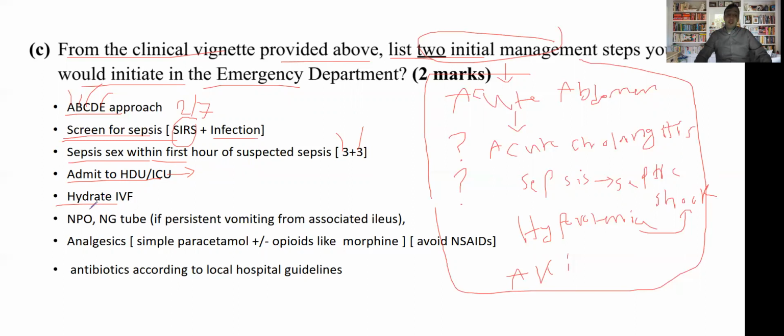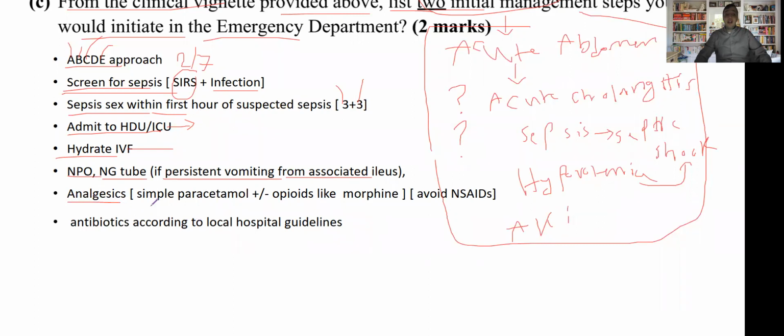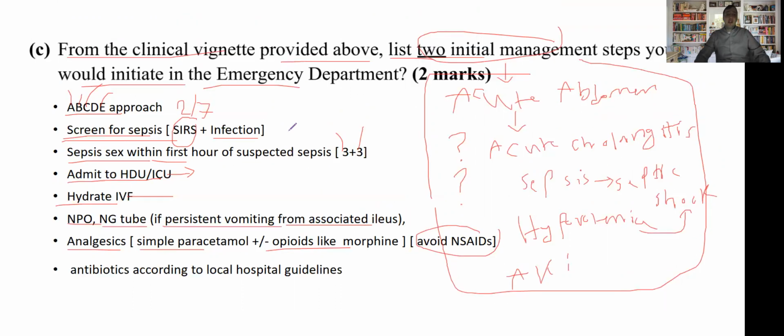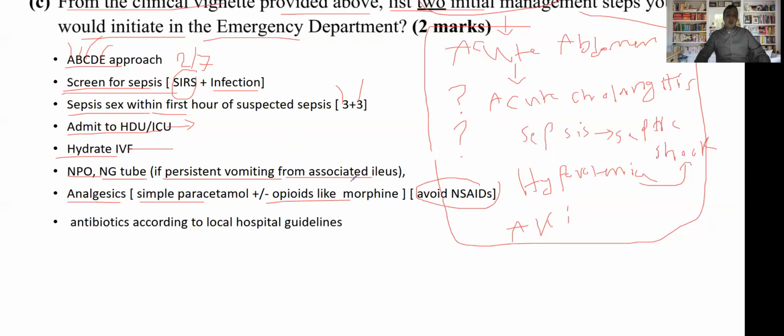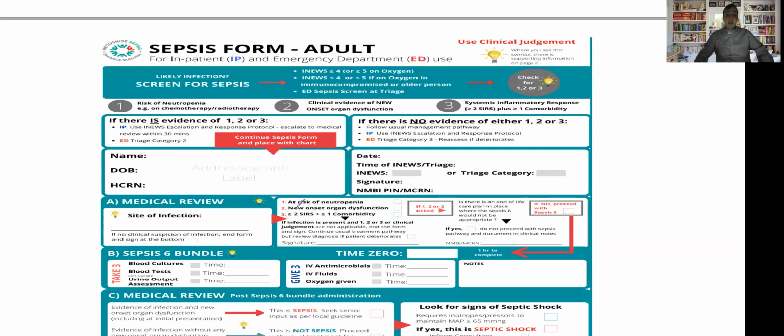Hydration with IV fluid here is very important, and this is one of the key points in sepsis management. Nil per os and NG tube if persistent vomiting from associated ileus. Analgesic, simple paracetamol, opioid like morphine. We can avoid non-steroidal anti-inflammatory drugs because the patient has an element of acute kidney injury, so we have to avoid NSAIDs. Antibiotic according to the local hospital antimicrobial guideline. Here we have the sepsis form. It's the HSE form for inpatient and emergency department patients.